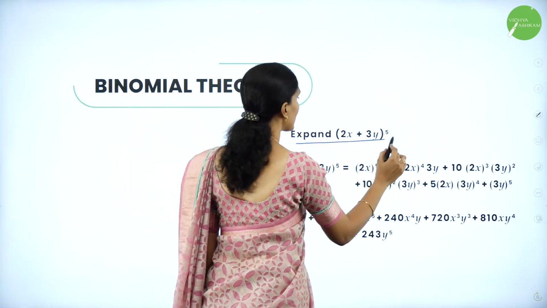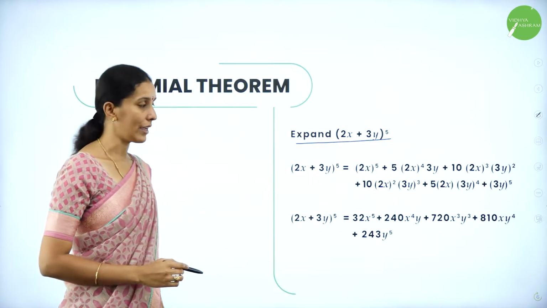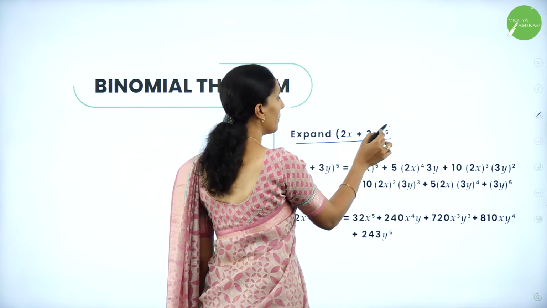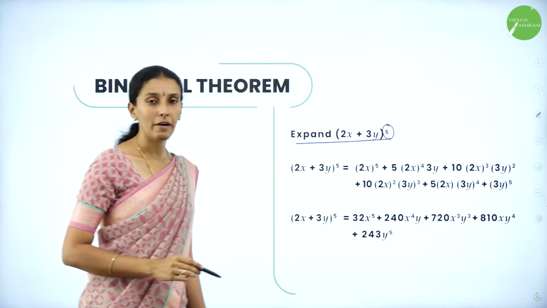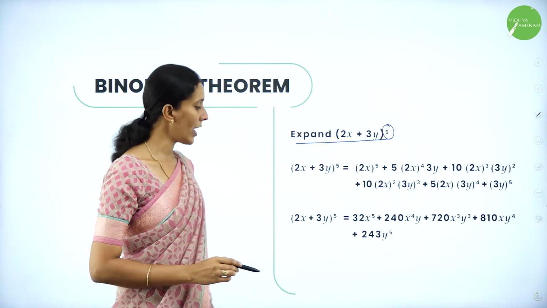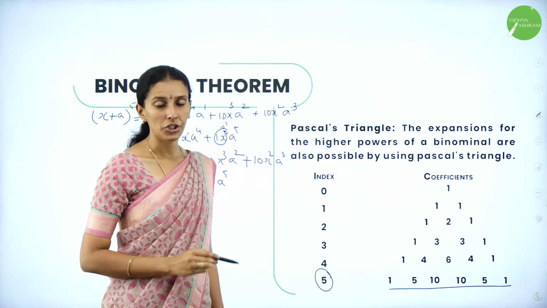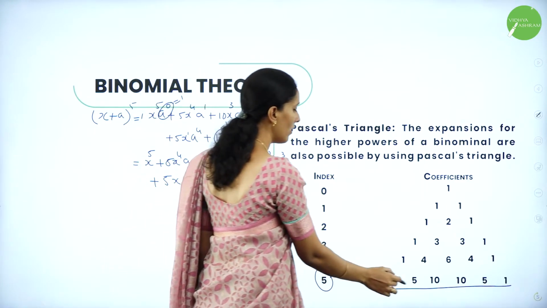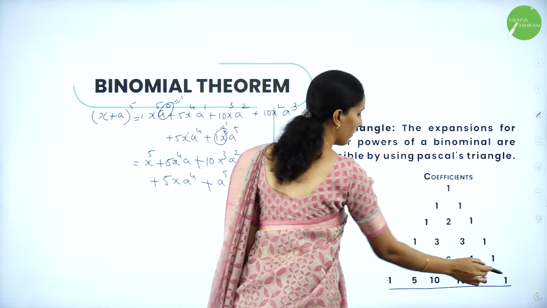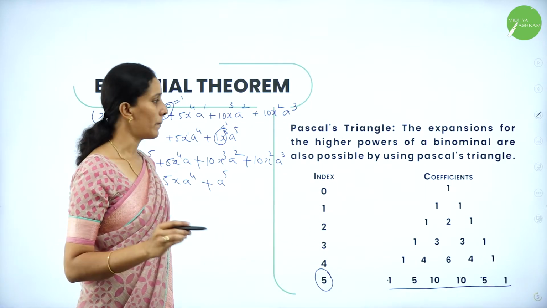Expand (2x + 3y) whole power 5. So you should remember the coefficients of power 5 in the Pascal triangle. So what are the coefficients of power 5? 1, 5, 10, 10, 5, 1. So you should write it separately.